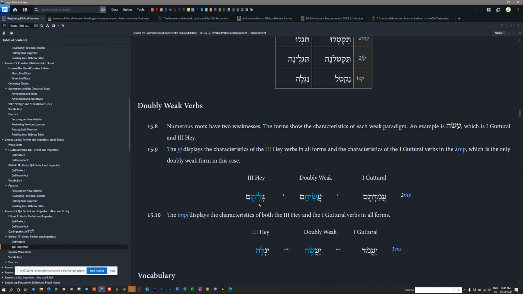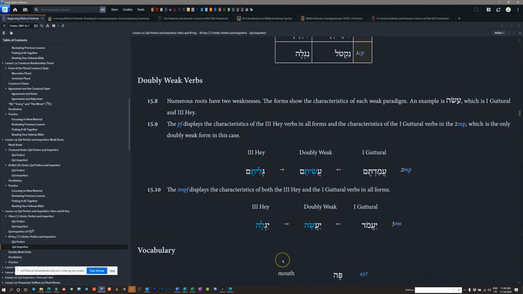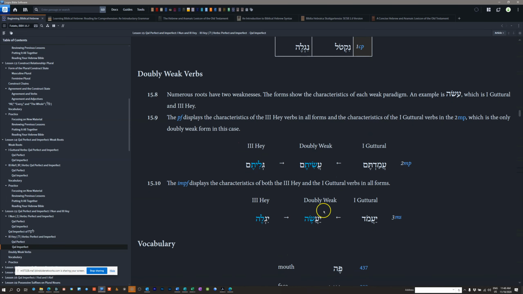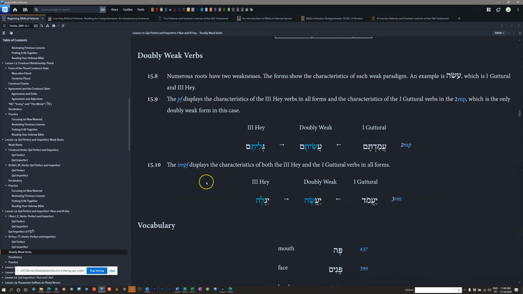I'm trying to figure out how these are. Oh, ra'ah would be doubly weak because it's 1 guttural and it is third hey. But this just means you combine the weaknesses, you combine the irregularities, all right?